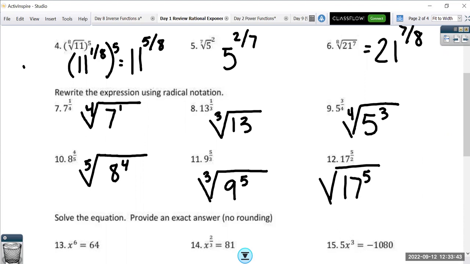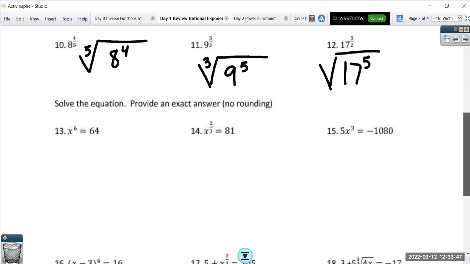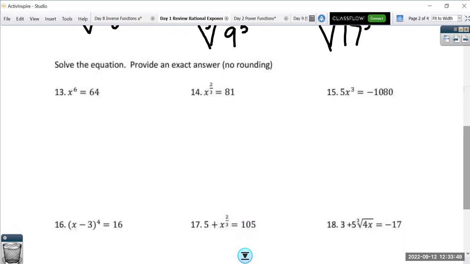All right, moving into our final part of our lesson today. We're going to start solving. We are not going to round. We're going to leave our answer in exact form. So we need to get x by itself. We know to get x by itself, typically we use our inverse operations to undo whatever is surrounding that x.